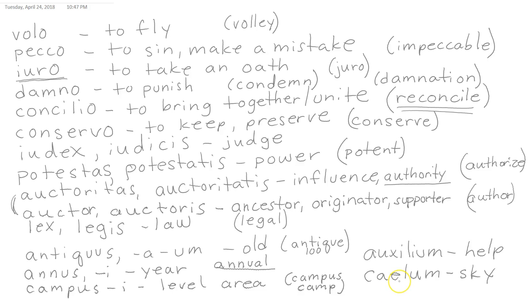The derivative for caelum is a little bit odd, but ceiling and celestial have their origins in the word caelum. Okay, so that's our vocabulary.